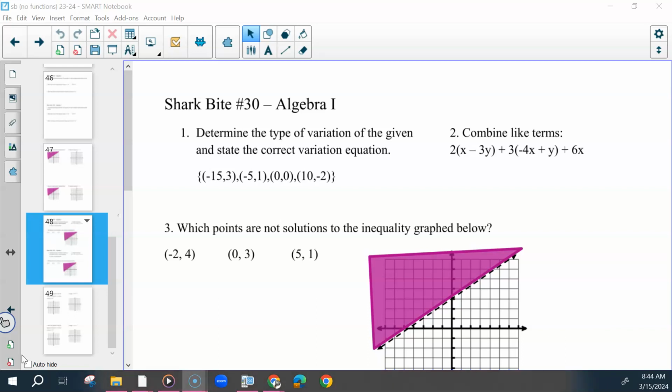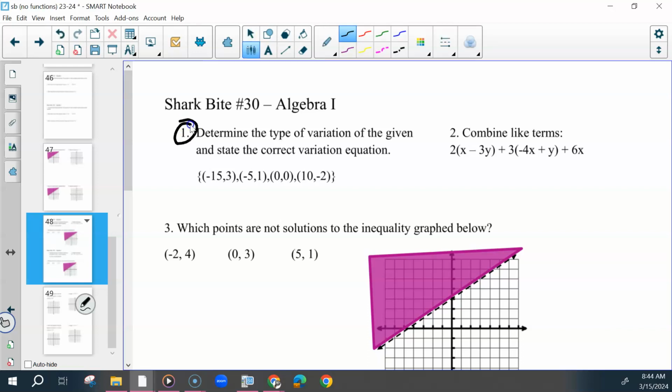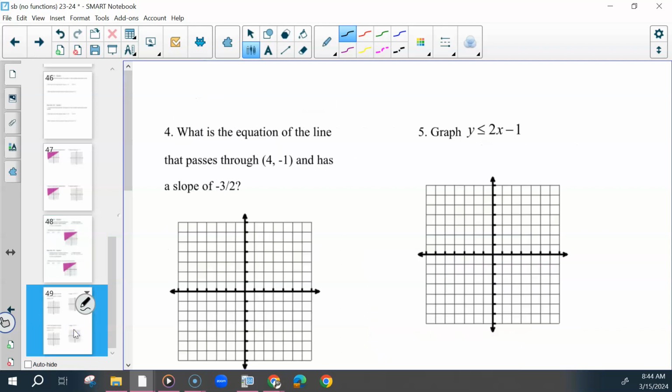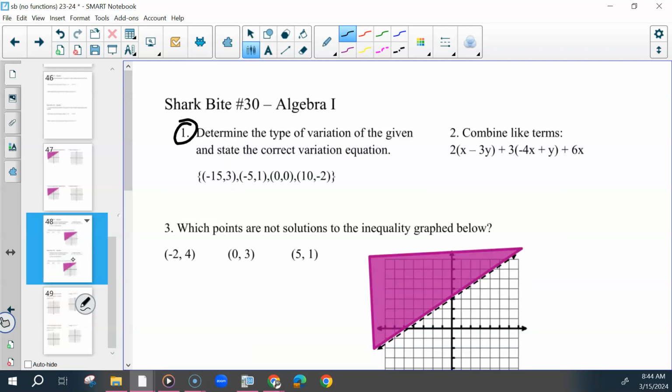It looks like the majority is 1, 2, and 4, so we'll do those 3. 1 can be done in Desmos, 2 can be double checked in Desmos, so I'll show that, and then 4 can be done in Desmos, but because we have a graph, we're going to use that, but I will show you how to do it in Desmos as well.